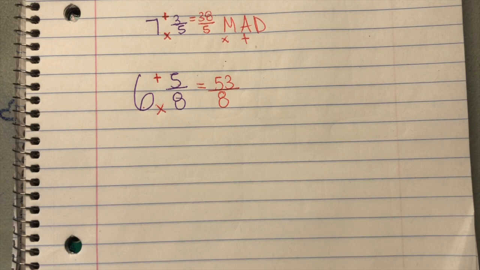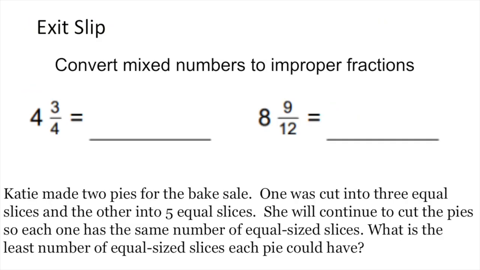And that's all, folks. So now you're going to try to convert 9 2/10 into an improper fraction and put it in the comments along with the other problem I asked you to do. Okay, so your exit slip is on Canvas. You're going to be converting these two mixed numbers into improper fractions. And then you have this word problem.